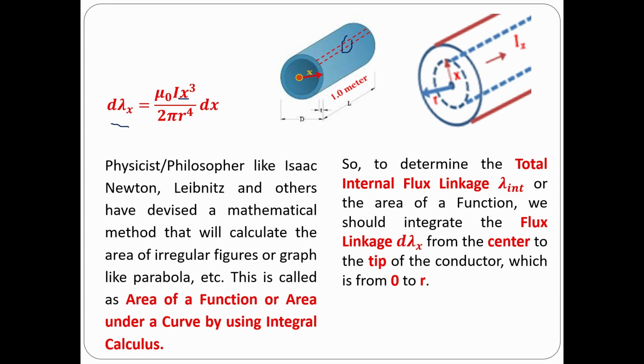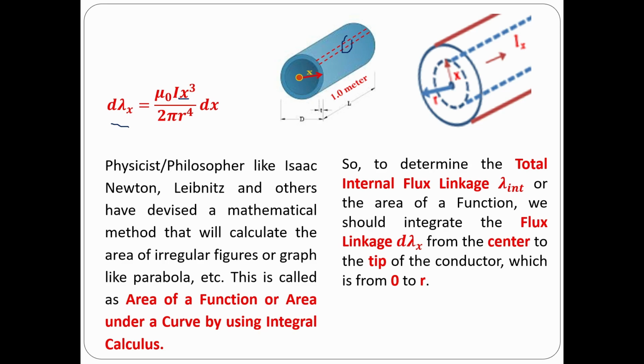In earlier civilization, this type of equation, where its graph or figure is an irregular shape, was difficult to calculate for the area under its curve. So we must be thankful to physicists, philosophers, and mathematicians like Isaac Newton and Leibniz, who devised a mathematical method that calculates the area of irregular figures or graphs like a parabola, etc. This is called the area of a function, or area under a curve, using integral calculus.